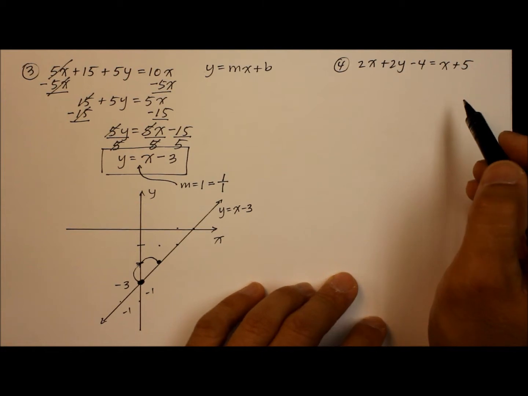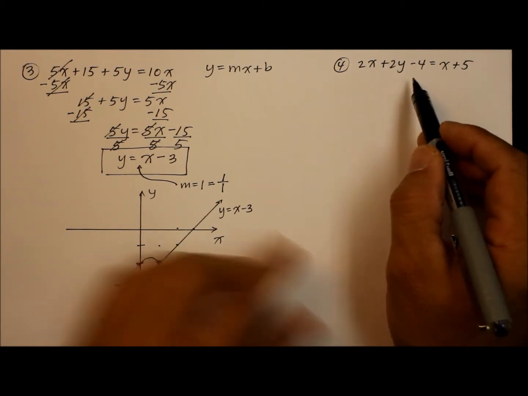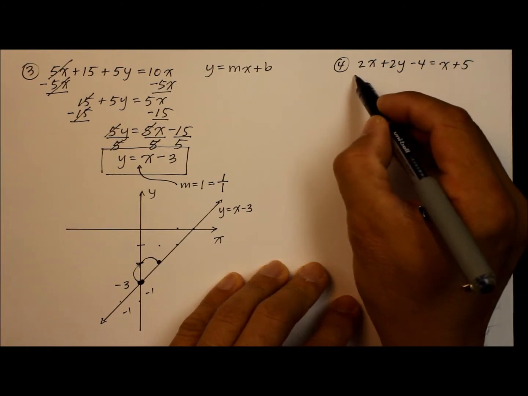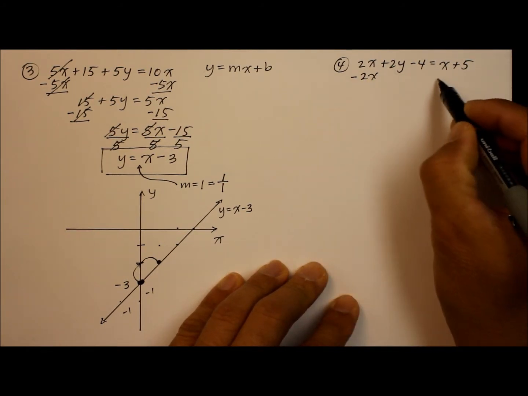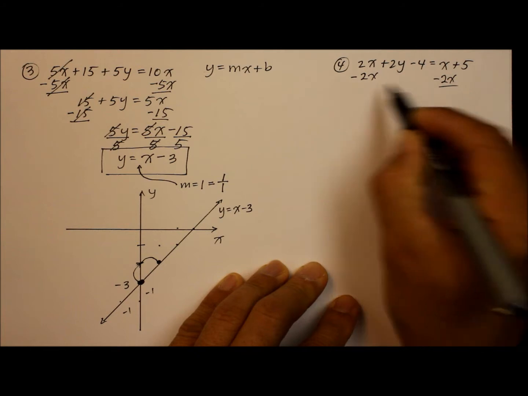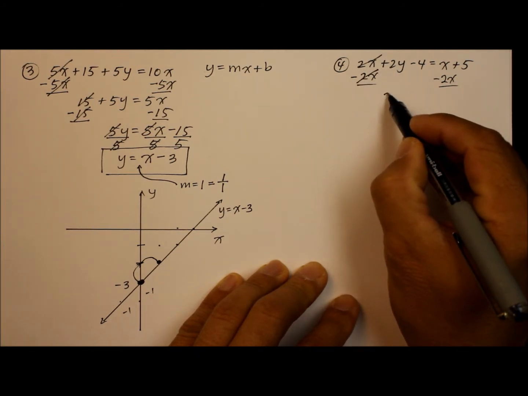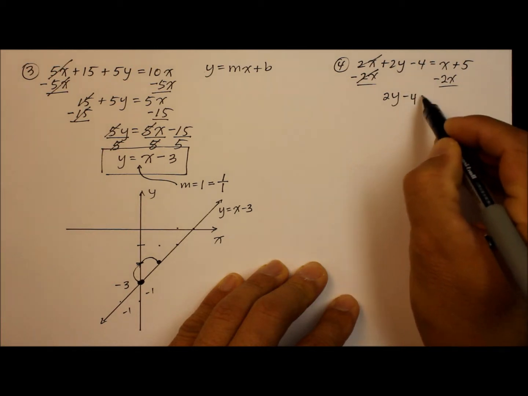Good. You said now, all right, it's kind of like what we had here in example 3. Let's go ahead and move the x term. So you said minus 2x to both sides of the equation. So 2x minus 2x cancels out from the left. You are left with 2y minus 4.